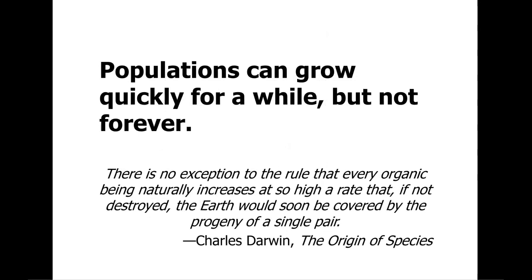Populations can grow quickly for a while, but they do not grow forever. There's no exception to the rule that every organic being naturally increases at so high a rate that, if not destroyed, the earth would soon be covered by the progeny of a single pair. That was stated by Charles Darwin in his book On the Origin of Species.